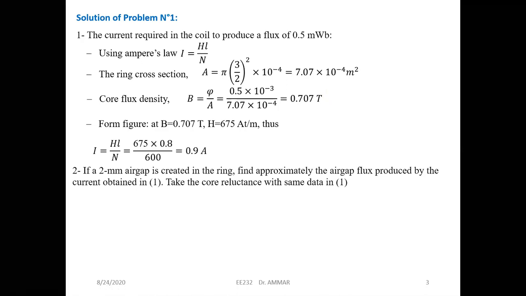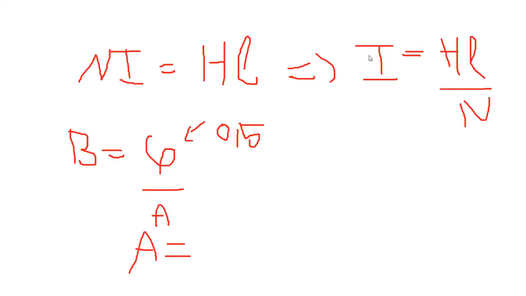The second question is, if a 2 millimeter air gap is created in this ring. At the beginning we don't have any air gap. So find approximately the air gap flux produced by the current obtained in one. So follow me at this point, we add an air gap in our ring. So let's go to the board.